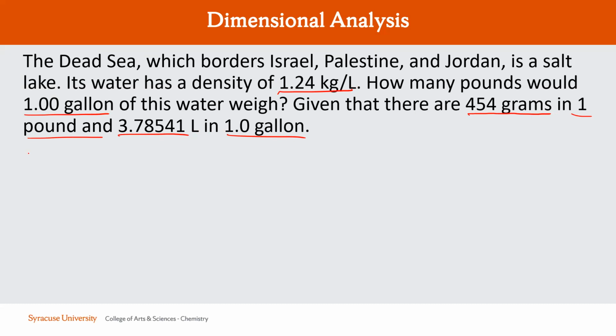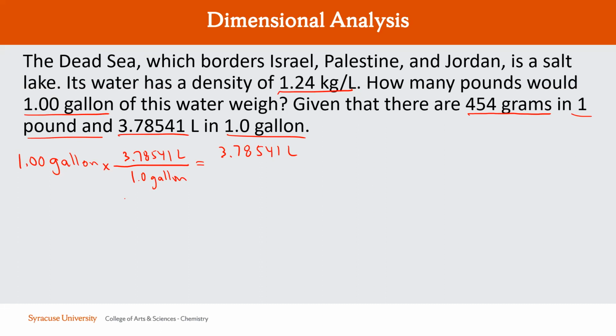Okay, I've got 1 gallon of water, right? And I recommend starting with the only number that's got 1 unit associated with it. So we know for every 1 gallon, right, 3.78541 liters. So step 1, we've got 3.78541 liters of this water. All right, now that we've got our volume in liters, what would the next step be?